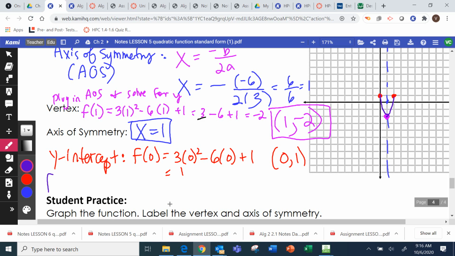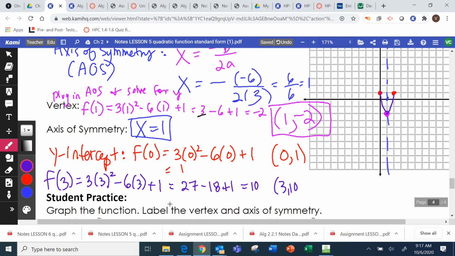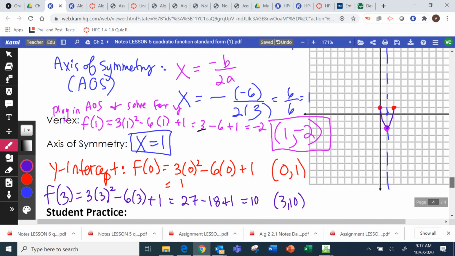So we're going to do f of 3. I don't even know if f of 3 will fit on the graph. We'll see. F of 3. So we're going to do the equation 3 times 3 squared minus 6 times 3 plus 1. So I plugged in 3. I'm going to get 27 minus 18 plus 1. 10? Is that it? Yeah. 10. So (3, 10). I'm going to go grab (3, 10).